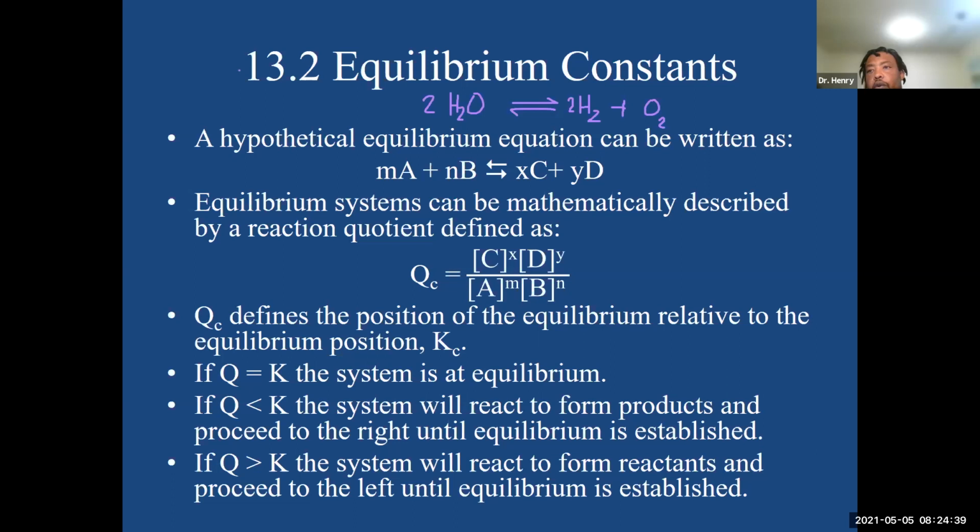So, if the quotient is less than the equilibrium constant, the reaction is going to be going towards the products because it wants to try to reach equilibrium. So it's going to be going the opposite direction. So it's going to go towards the right. Does that make sense?